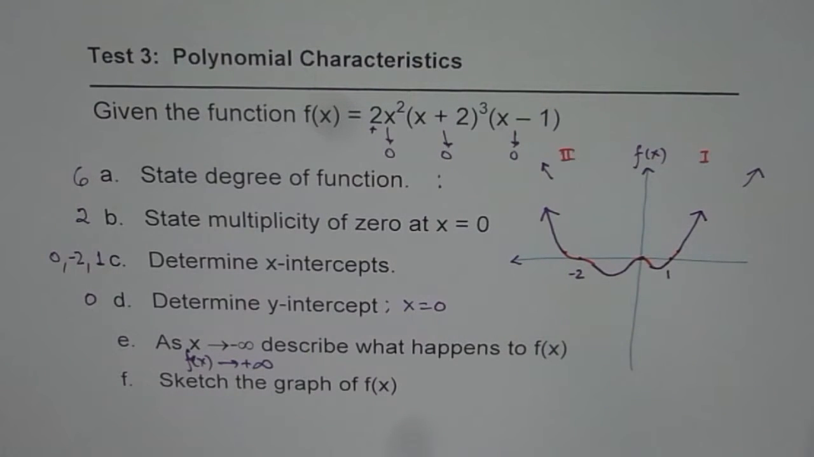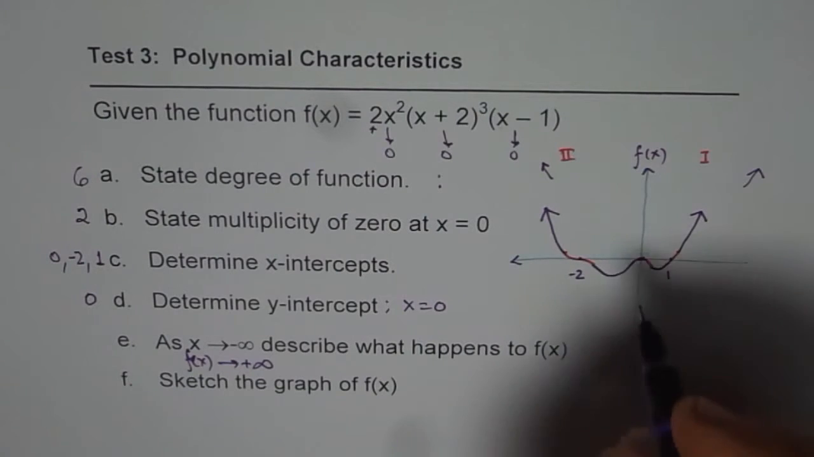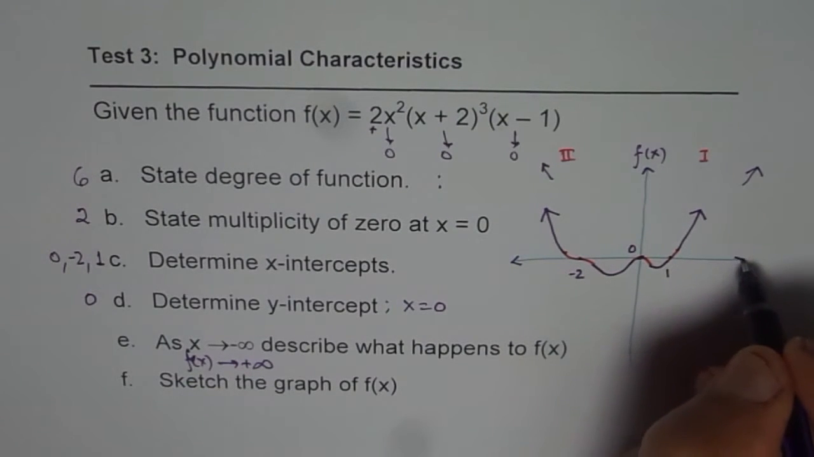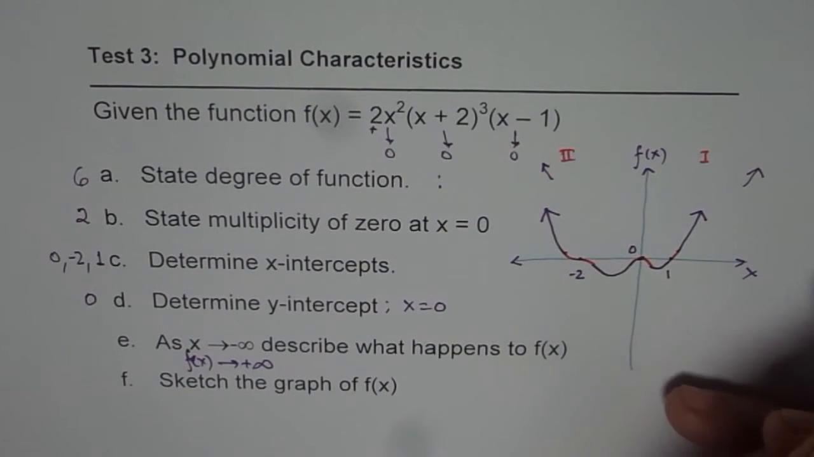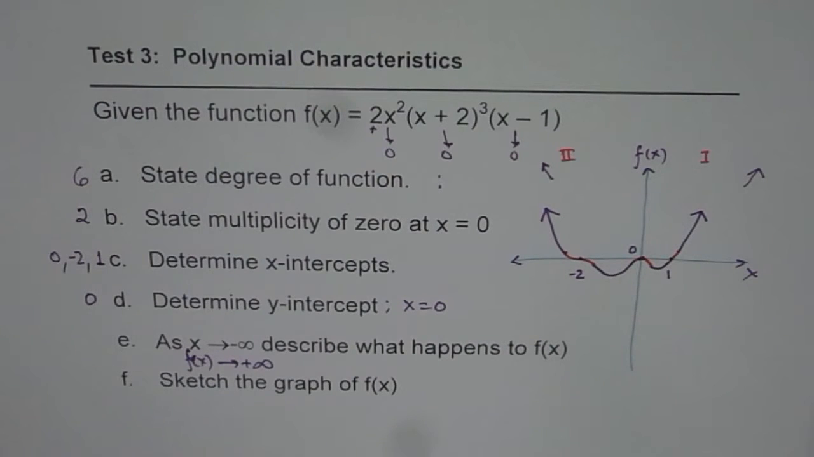So that is how we can sketch our graph. This is the origin and this is x for you. So that is a neat way of sketching a graph. I hope with this you get all the characteristics of a polynomial from an equation given in factored form. I hope that helps. Thank you and all the best.